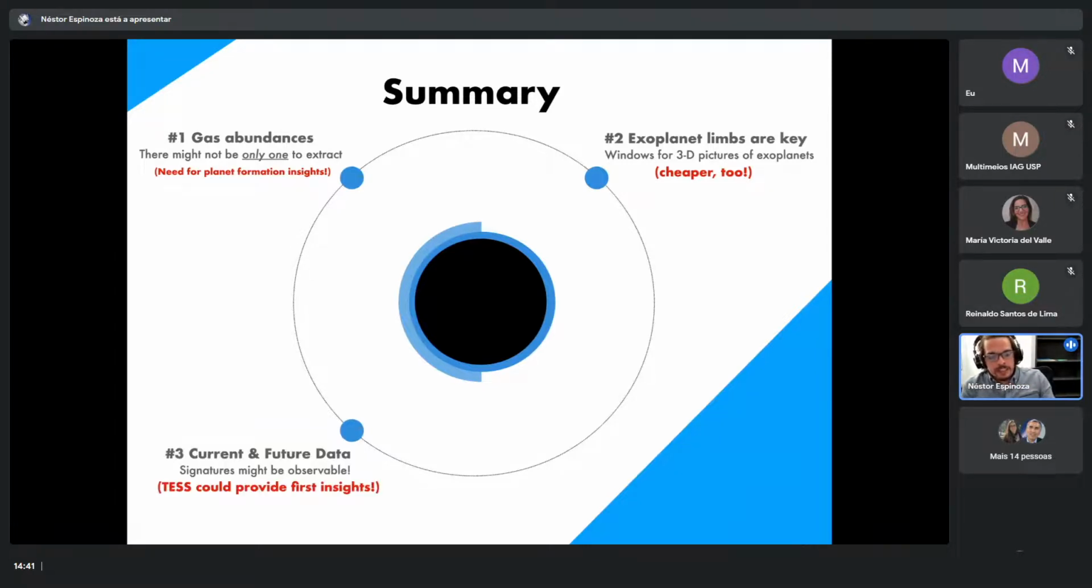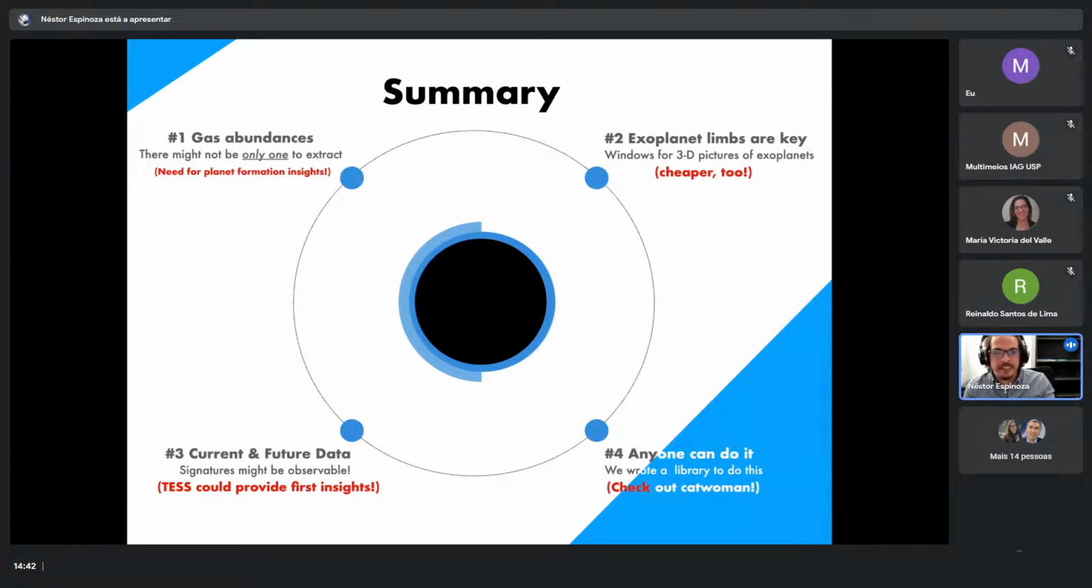Again, with current and future data, these things might be observable, and TESS could provide the first insights. In fact, with this board that I just showed you, we are providing the very first insights into how big this effect is. So we're attaining the objective that I told you at the very beginning, and anyone can do it. That's the most beautiful part, I think, of all this.